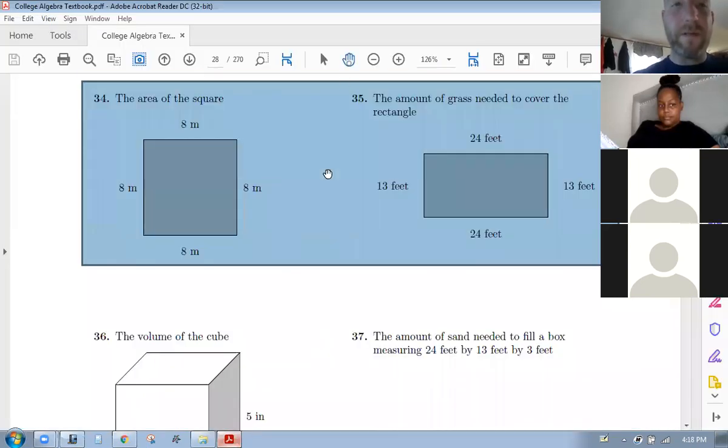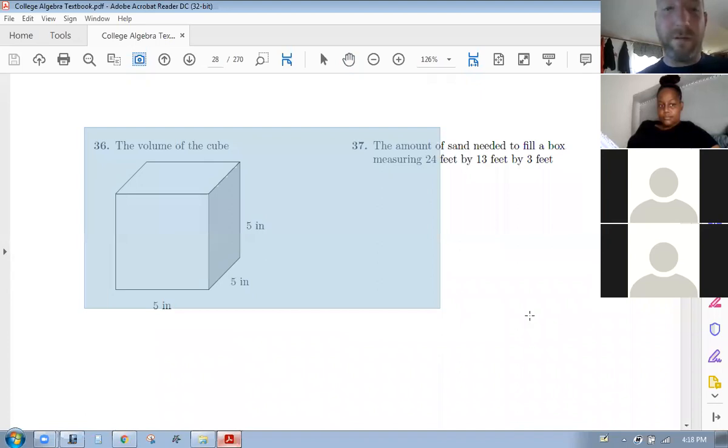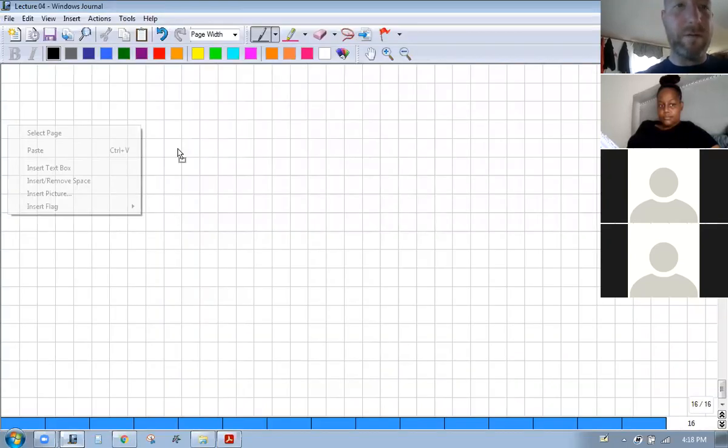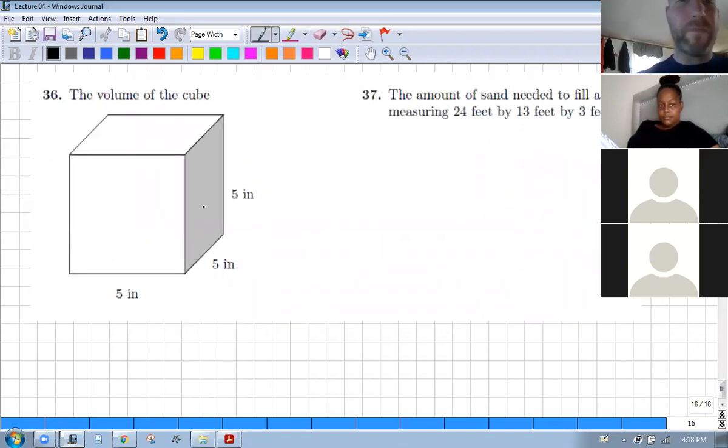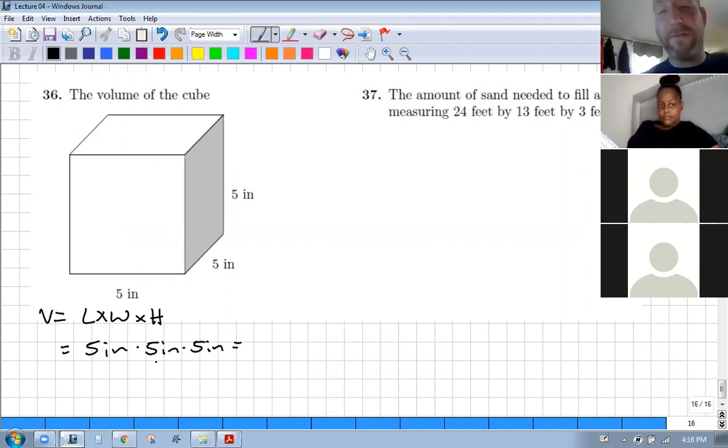So let's look at volumes. So the volume of this cube, all right, volume, length times width times height, 5 inches times 5 inches times 5 inches. 5 times 5 is 25, times 5 is 125 inches cubed. Inches cubed is a cubical inch, right? It's an inch by inch by inch. We got 125 of them.